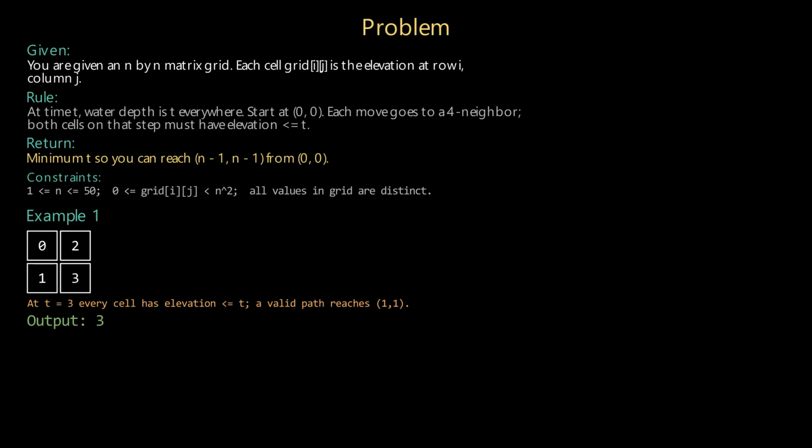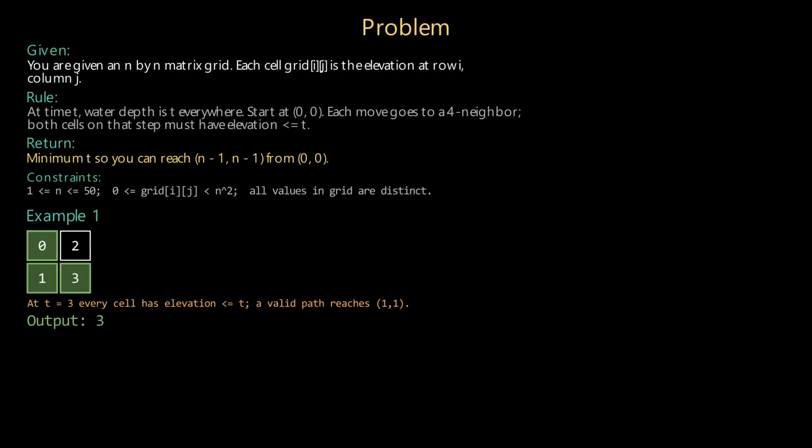Given an n by n matrix grid, each entry is the elevation at that cell. Rule: at time t the water depth is t, start at the top left, each move is to a 4-neighbor, and both cells on the step must have elevation at most t. Return the minimum t so you can reach the bottom right corner. Constraints: n between 1 and 50, entries are distinct integers from 0 up to n squared minus 1.